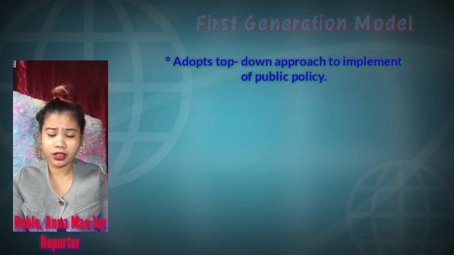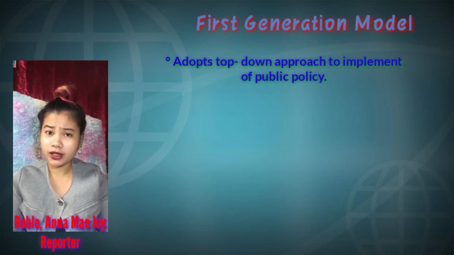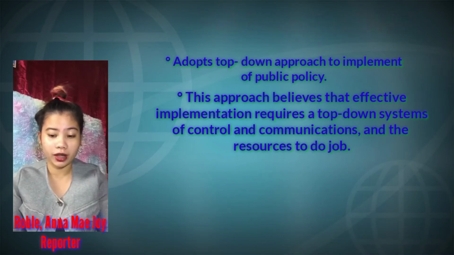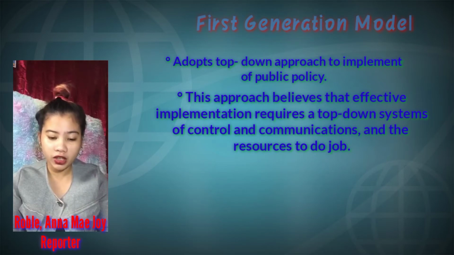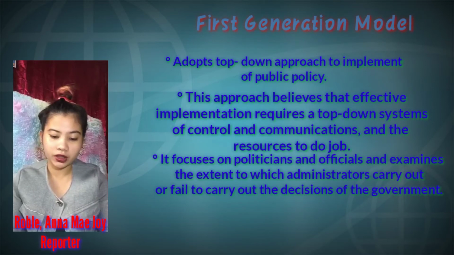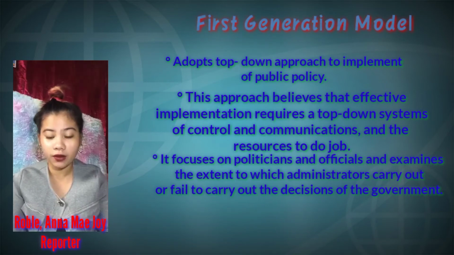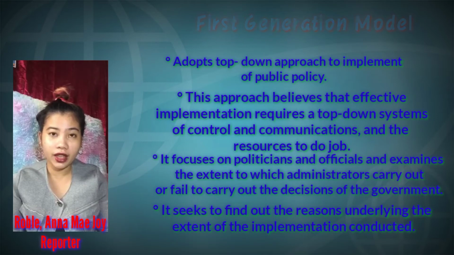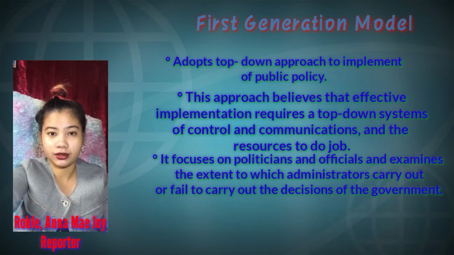First generation model. First generation model adopts a top-down approach to implement public policy. This approach believes that effective implementation requires a top-down system of control and communications and resources to do the job. It focuses on politicians and officials and examines the extent to which administrators carry out or fail to carry out the decisions of the government. It seeks to find out the reasons underlying the extent of the implementation conducted.